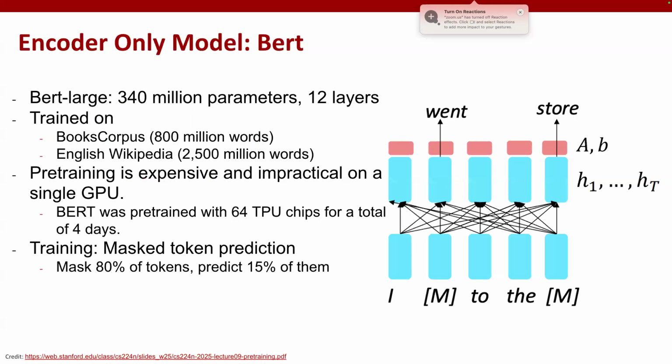So the most famous encoder-only model is called BERT. It was introduced in like 2018. It has 340 million parameters. And at that time, it was considered a pretty large model. But right now, because the large language models are getting increasingly larger, this is considered a pretty small model.